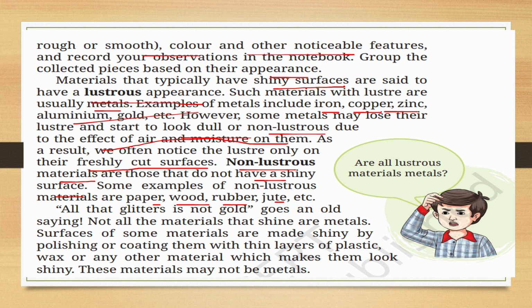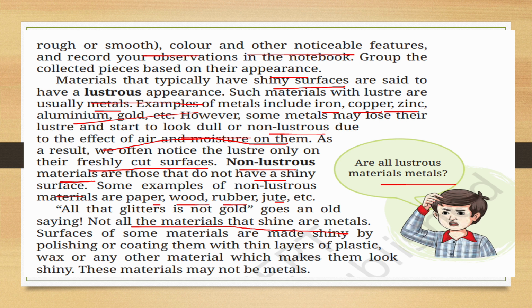Are all lustrous materials metals? No, all lustrous materials are not metals. While metals are often known for their lustrous properties, there are some non-metallic substances that also exhibit luster. For example, diamond. Diamond is a form of carbon. It is known for its extreme hardness and brilliance. It is a non-metal. All that glitters is not gold, goes an old saying. Not all the materials that shine are metals.